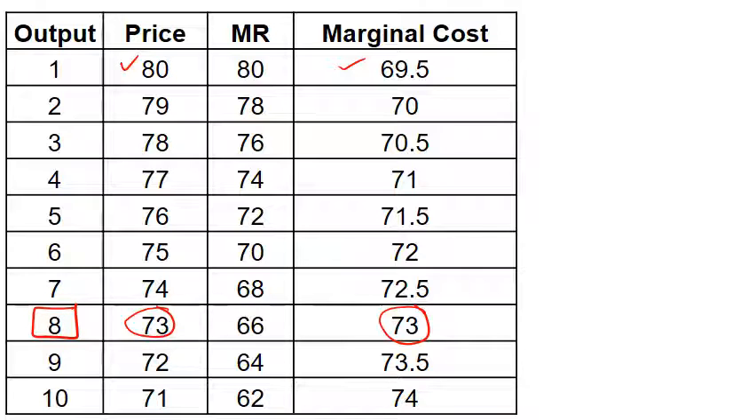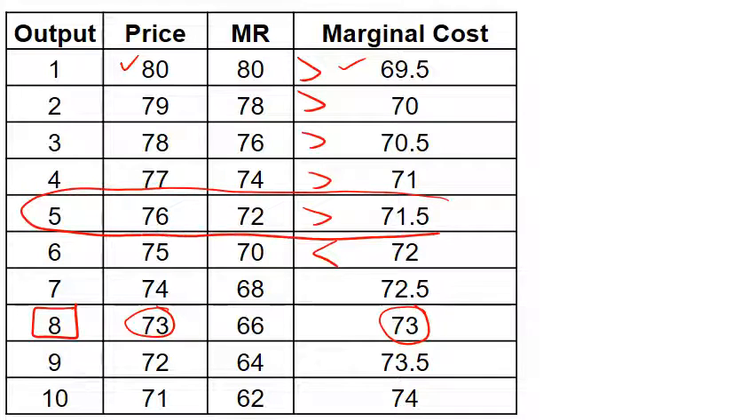A monopoly, on the other hand, maximizes profit given this downward sloping demand. It maximizes profit by finding the last output where marginal revenue is greater than marginal cost. So marginal revenue is greater, greater, danger. The monopoly maximizes profit by producing 5 units of output and charging a price of 76.